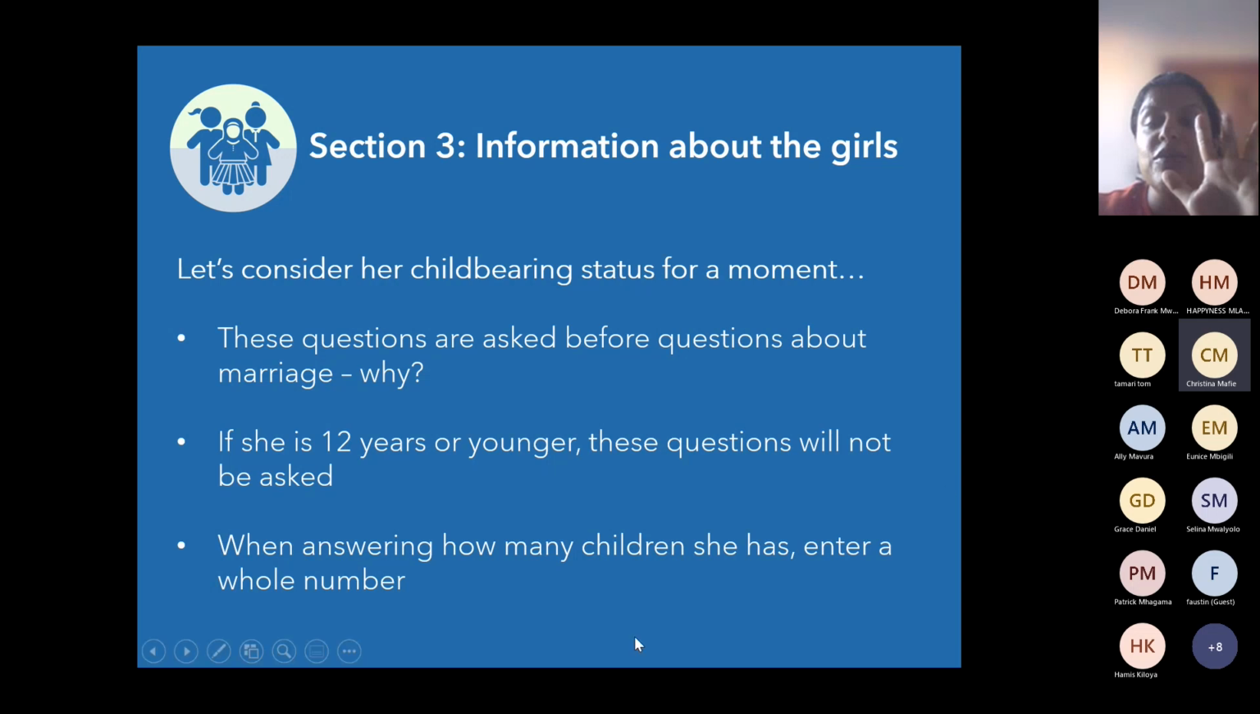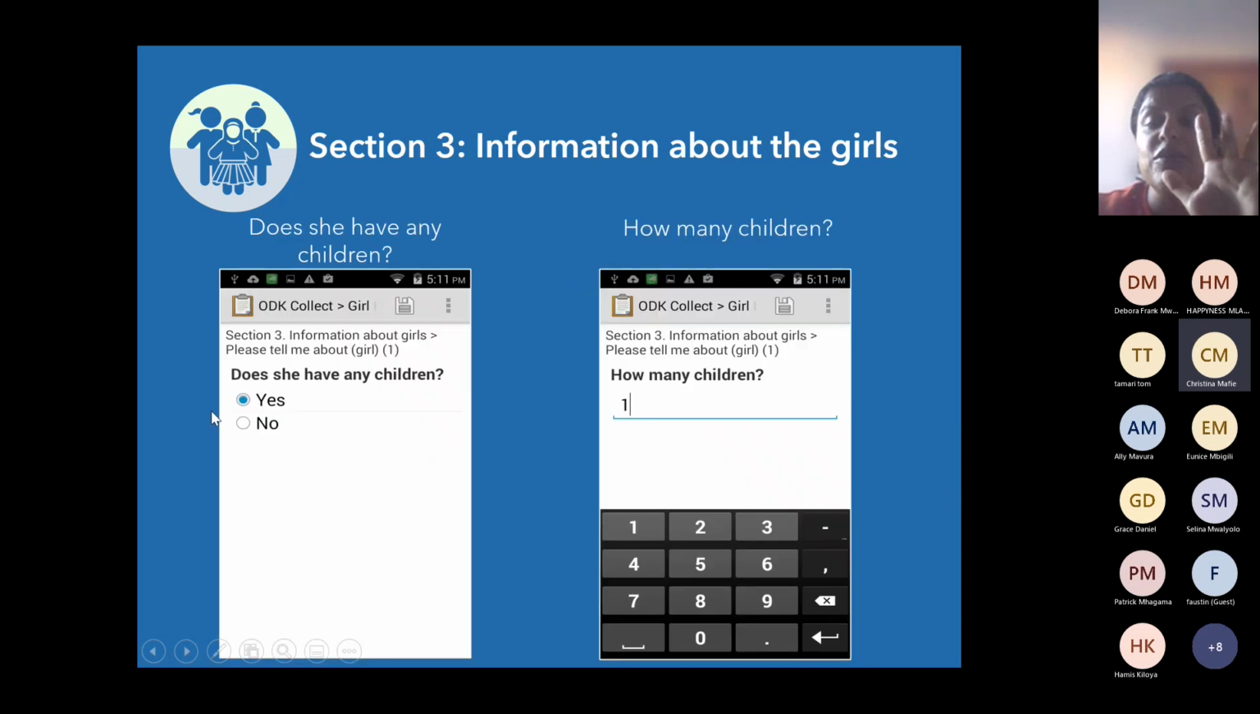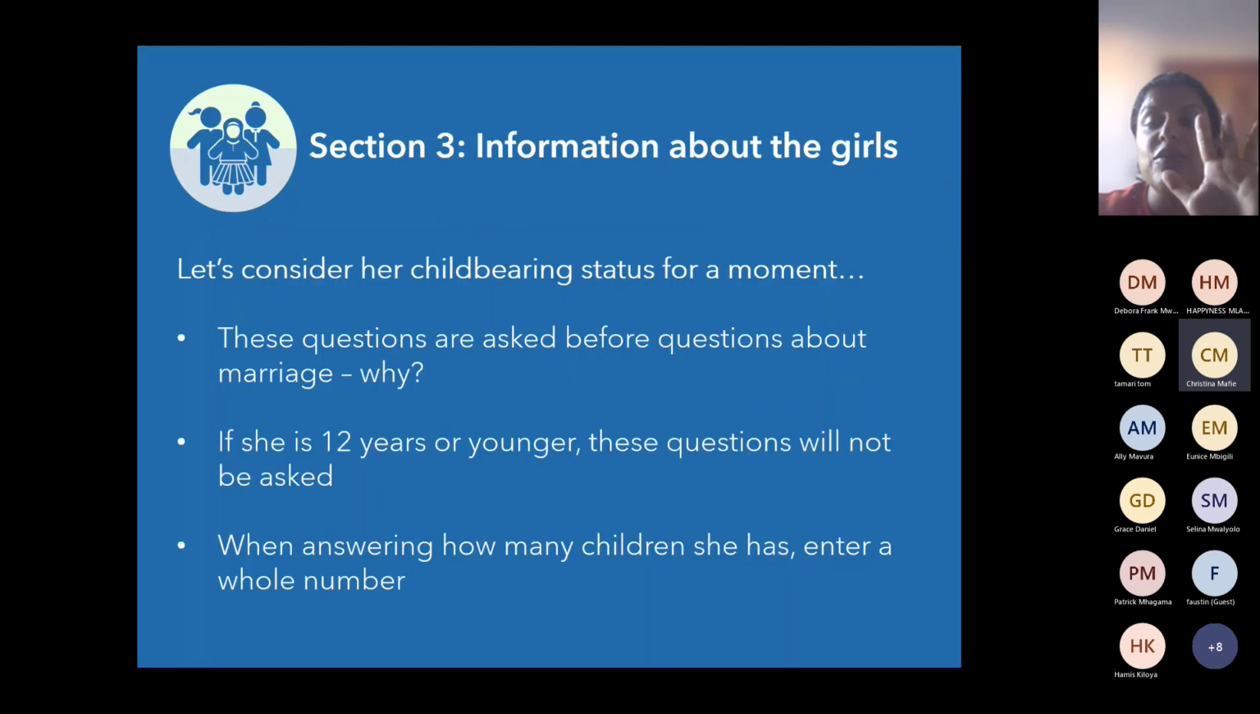And again, when answering how many children she has, you have to enter a whole number. So if she said yes, she has children, then when you enter how many children, you're answering about children that already exist. So not any pregnancies, just children who exist in the world. So 1, 2, 3, 4. You enter a whole number.